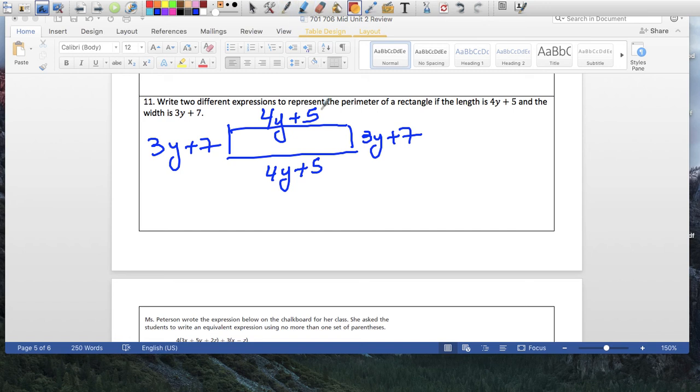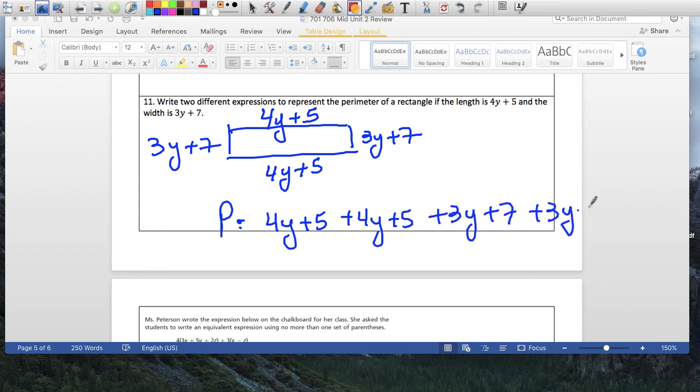So here's one. If I were to find the perimeter, I would do 4y plus 5 plus 4y plus 5 plus 3y plus 7 plus 3y plus 7. So the perimeter of this rectangle is represented by this long expression. Can you come up with a different expression that also represents the perimeter? Well, the other expression would be the shorter one, right?